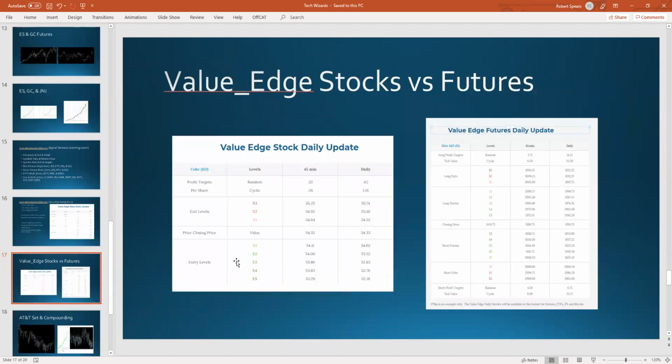So here's the difference with stocks. With stocks, we show long only, right? We only offer long only. So even though I guess maybe you could still use X1 through X3 in a resistance manner, obviously. But for value edge futures and ETFs, FX, and Bitcoin, we offer long and short entries and exits for both. And so you see the difference between the two. A little bit more information. And again, both are offered with 2 different frequencies.